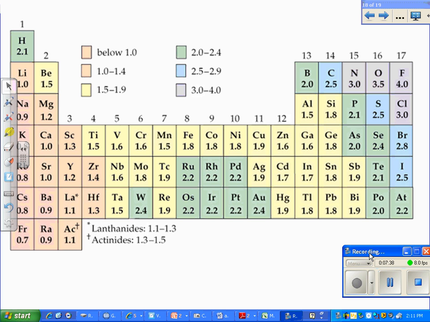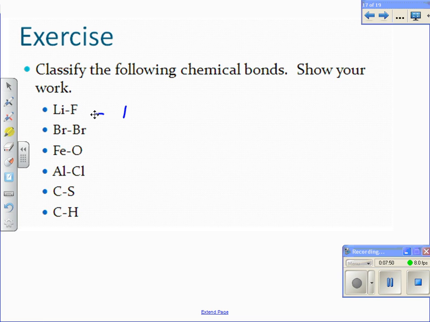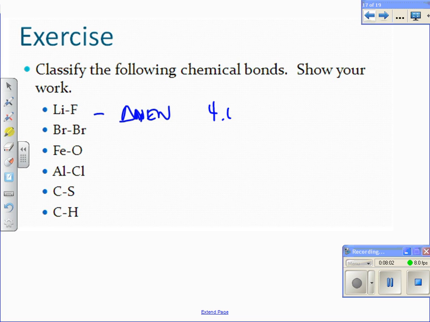They are relative values, so if you want to find a difference in electronegativity in a bond, you take each of the values from the table and subtract the smaller one from the larger one. So for example, lithium fluoride. I want to find out what the delta EN is so I can classify it. Fluorine is 4.0. Lithium is 1.0. So I go 4.0 minus 1.0. I get an electronegativity difference of 3.0. And on the scale, anything above 1.7, I would consider to be an ionic bond.